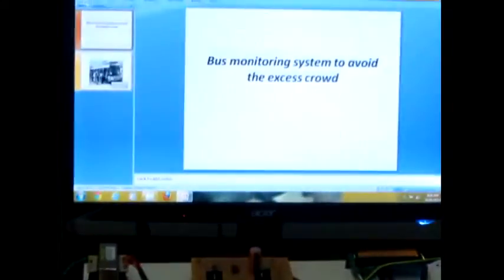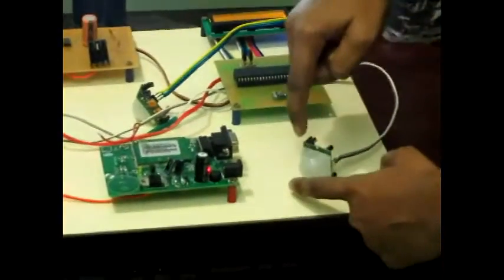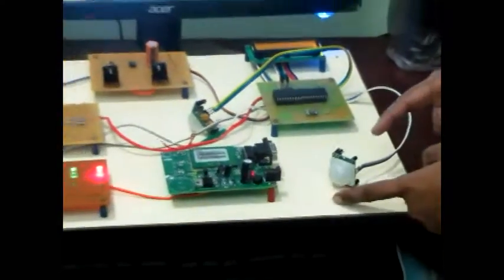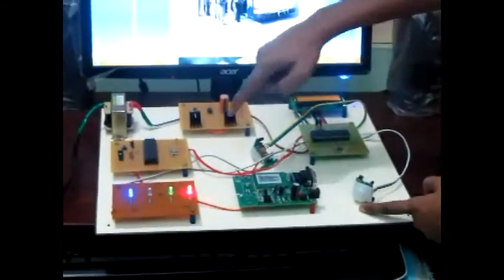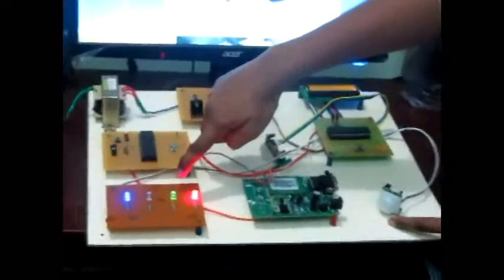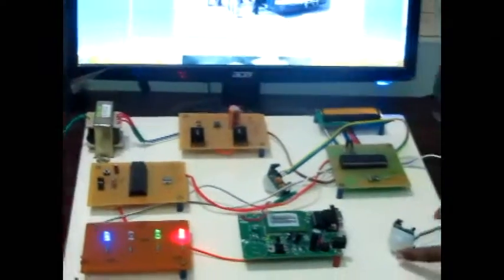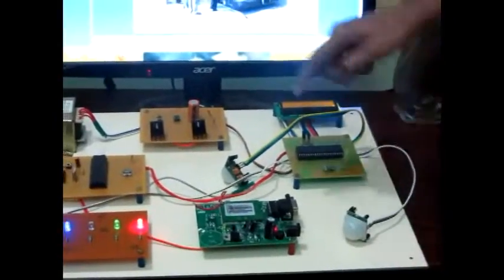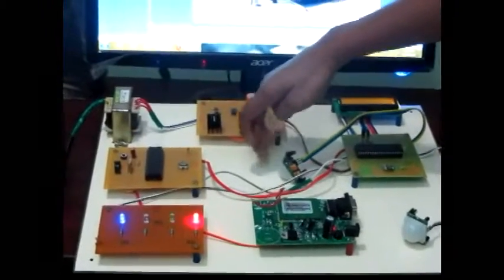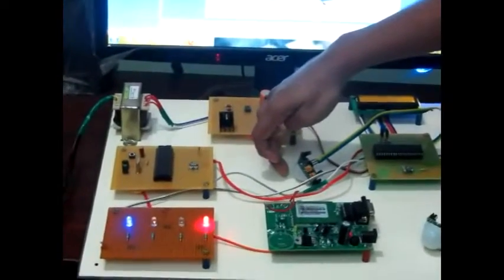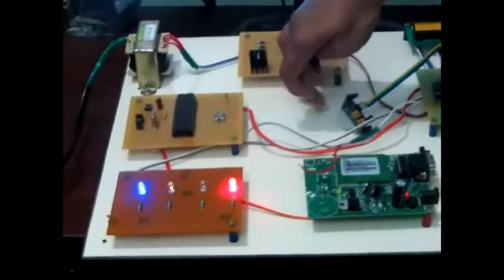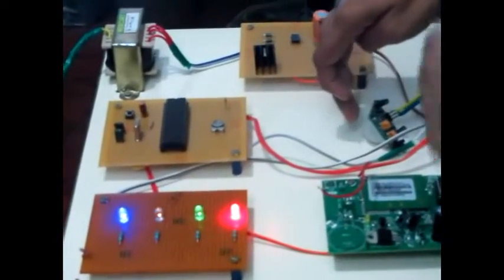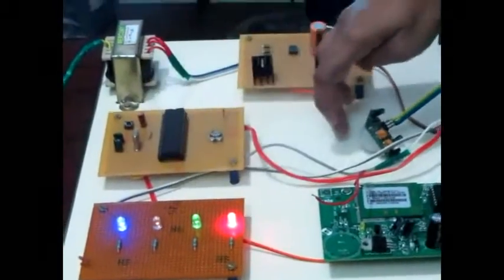Now, if a person enters the bus, when a person nears the sensor, this sensor will detect, and this shows in the glowing of the LED. This sensor we are using for the increment process, and this is another sensor which we are using for the decrement process. Here, when a person leaves the bus, it is counted by this sensor.